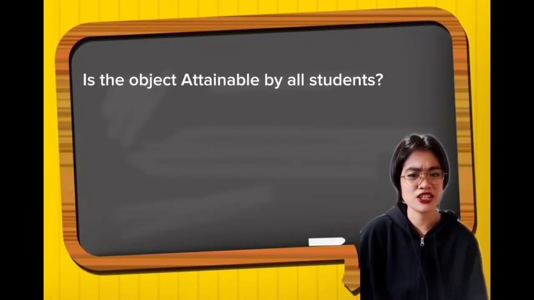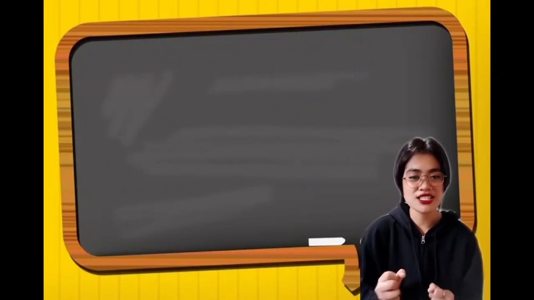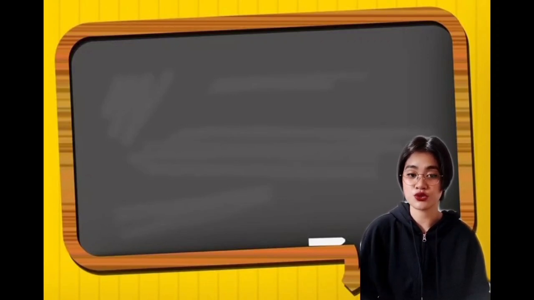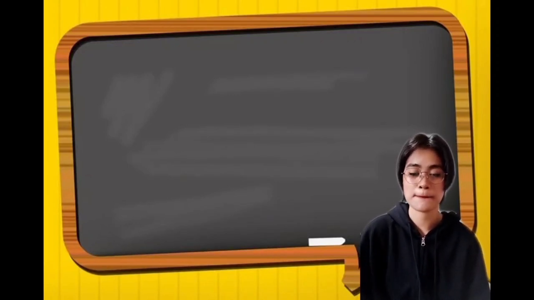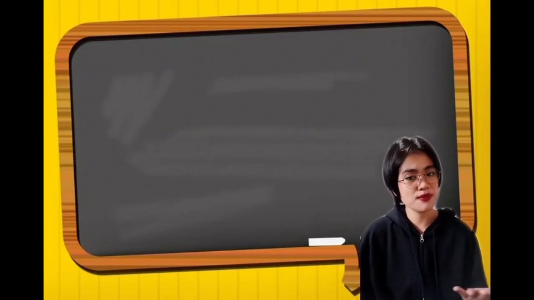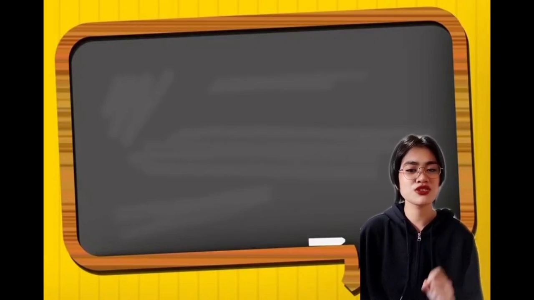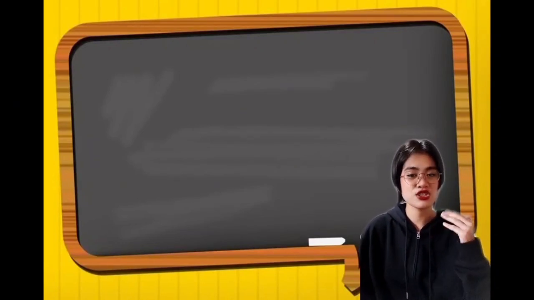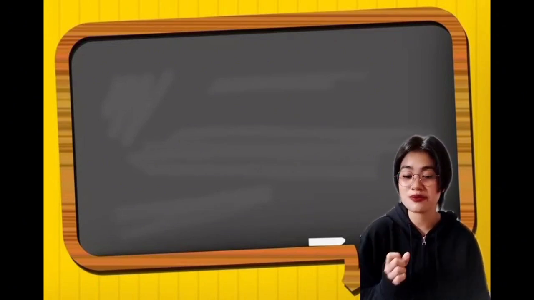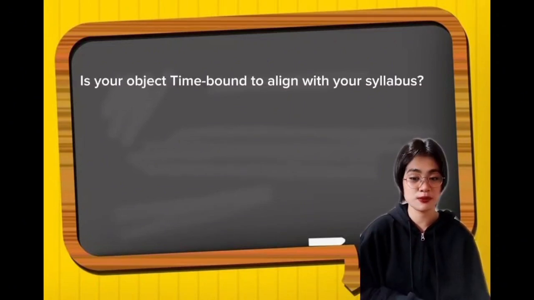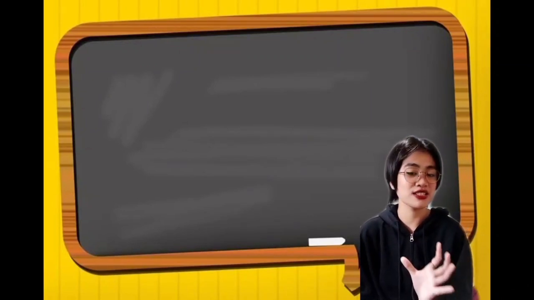Is the objective attainable by all students? The objective should be challenging yet achievable for all students, considering their diverse learning styles and abilities. Is the objective relevant to your class and students? The objective should directly relate to the lesson's content and the overall curriculum goals. Or is your objective time-bound to align with your syllabus? The objective should be achievable within the allocated lesson time.